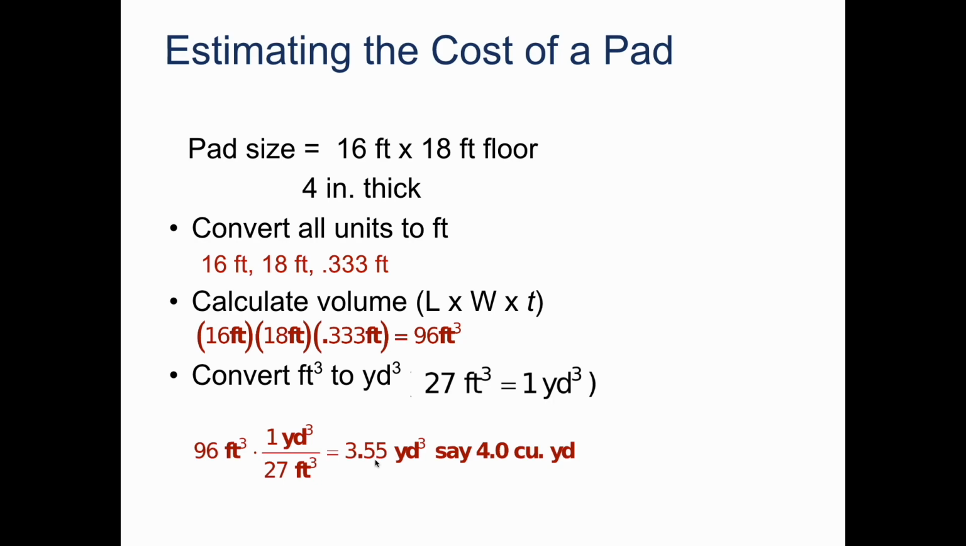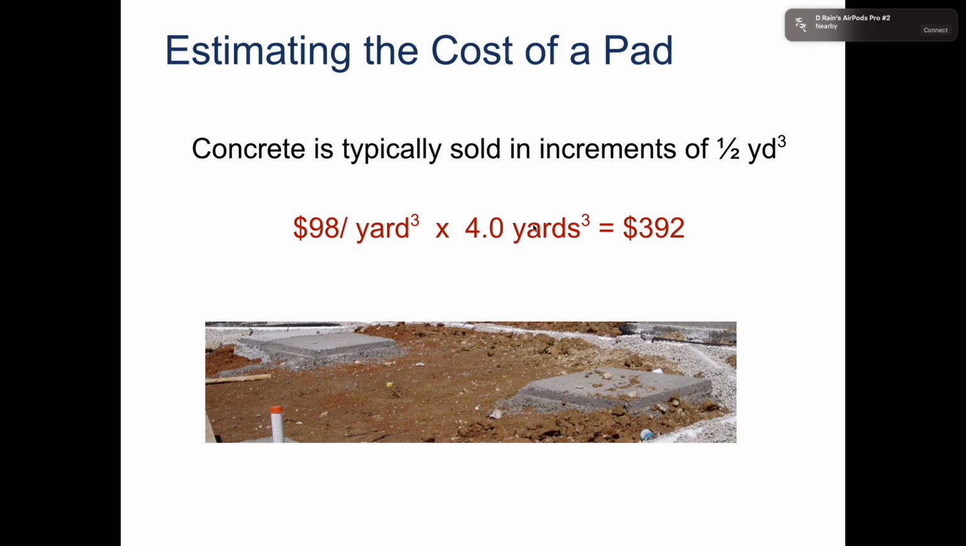Now, in terms of this, they only measure to the nearest half of a cubic yard, right? It'd be very hard for us to end up getting exactly 3.55 cubic yards. So what we want to do is round this up because it is over 3.5. We want to round it up to 4 because it is better to have and not need than to need and not have. So we're going to order 4 cubic yards for the concrete in terms of the 16 foot by 18 foot by 4 inch thick concrete pad.